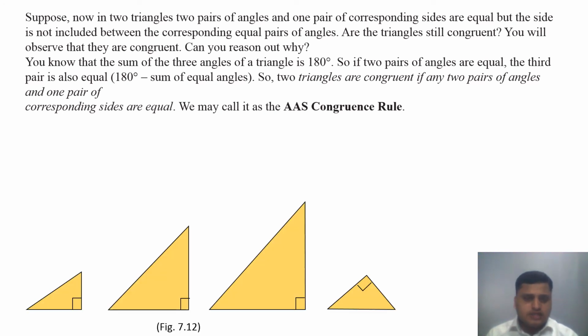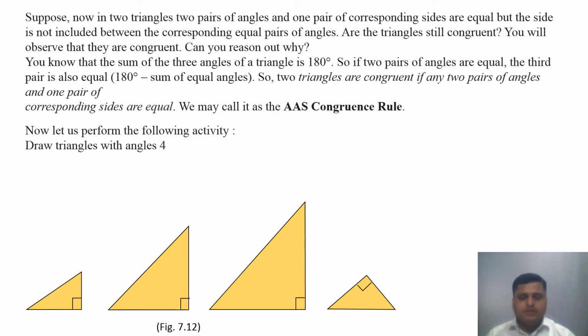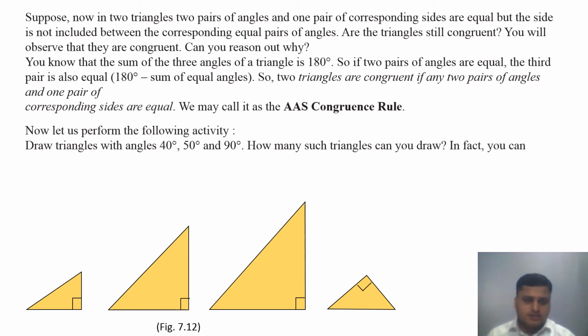You can see this figure, then it will be more clear. We have taken so many right angle triangles, and now I have taken two right triangles of different size. The angle side angle congruency rule which we have discussed above can be understood by using this activity also. Draw some triangles with angles 40 degree, 50 degree and 90 degree. I have drawn triangles with angles 40, 50 and 90 degree.